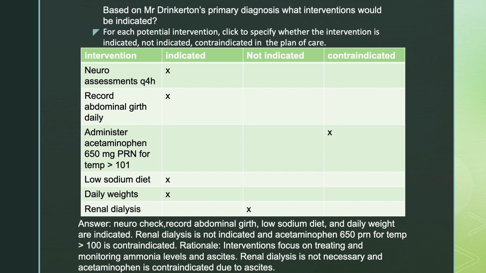So the answer here, or the rationale, is going to be that these interventions focus on treating and monitoring ammonia levels and ascites. Renal dialysis is not necessary, and acetaminophen is contraindicated due to the ascites.